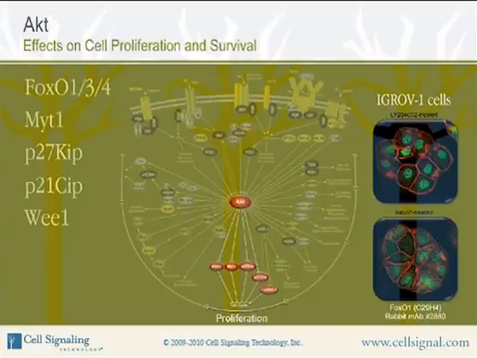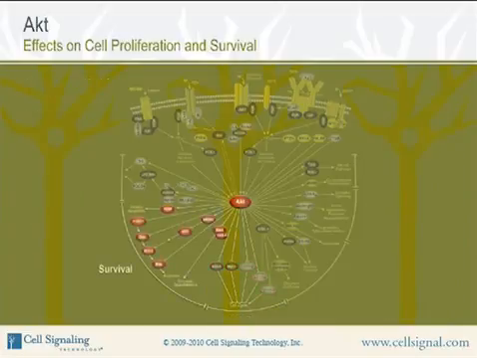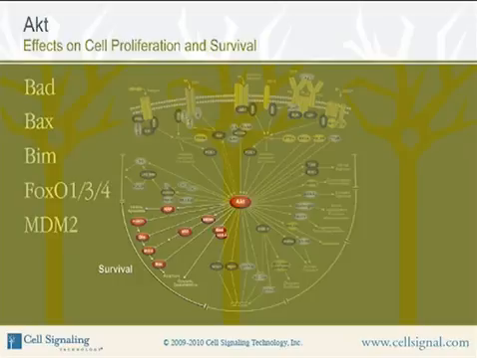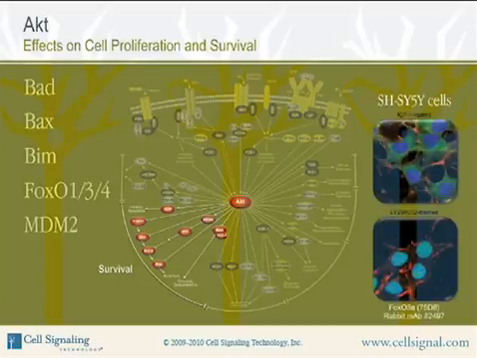AKT also promotes cell survival through phosphorylation and inhibition of a number of pro-apoptotic proteins. Targets in this group include BAD, BAX, BIM, FOXO1, 3, and 4, and MDM2. IFIC analysis was performed showing cellular localization of FOXO3A in SH-SY5Y cells. SH-SY5Y cells are a neuroblastoma cell line.